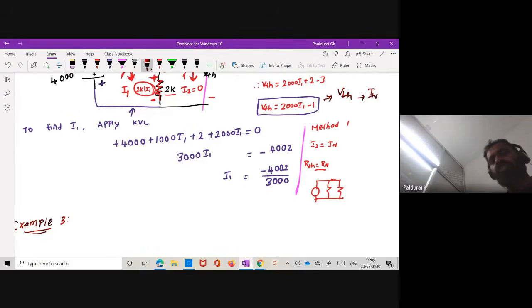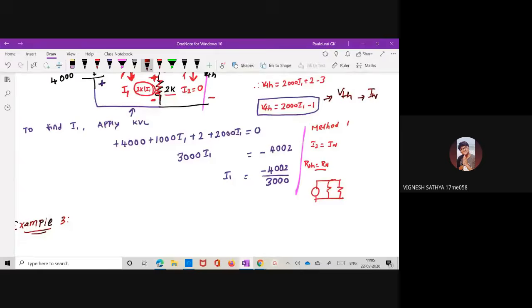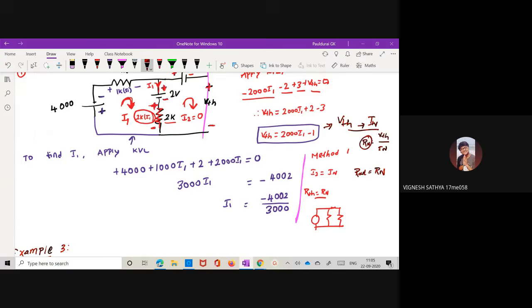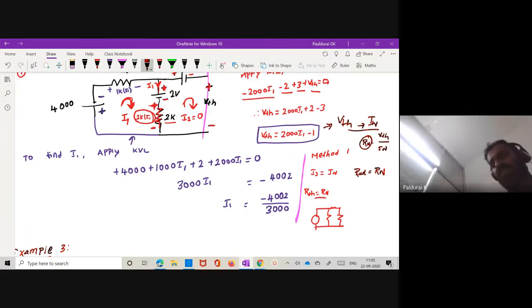IN procedure, you know, short this load. Okay, short the load and find IN. Then what is RN? That is given by VTH by IN. Then find R. Now that is my required R out. Once we find RN, that's the answer, right sir? It is equal to R out. That's it, finished. It is equal to R out.